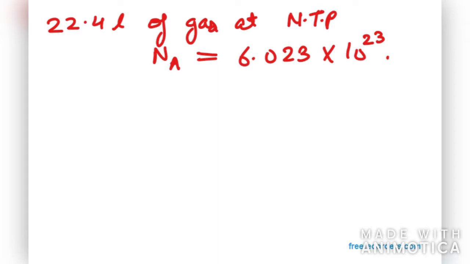So it is known that Na holds for any gas having the quantity of 22.4 liter, and it should be at normal temperature, that is 273 Kelvin, and at normal pressure, that is 1 atmosphere. Then only this quantity is true. Now let's see how to obtain the value for mu mole of gas.